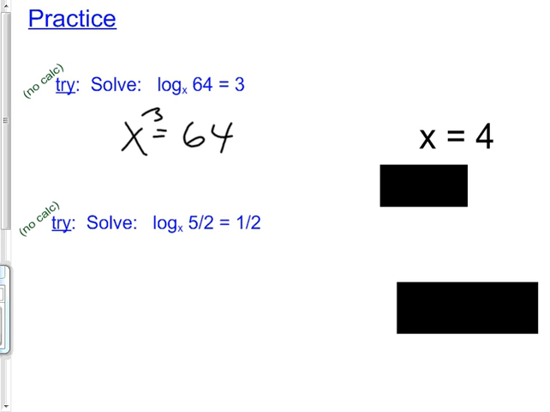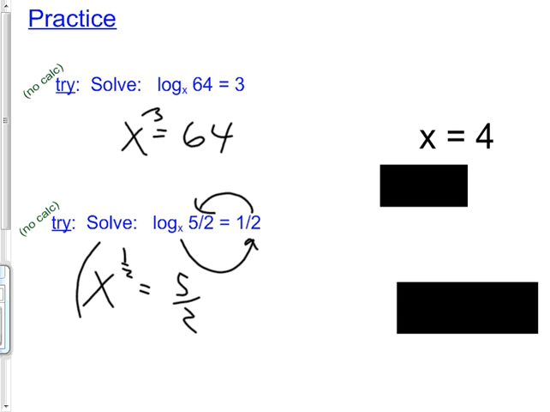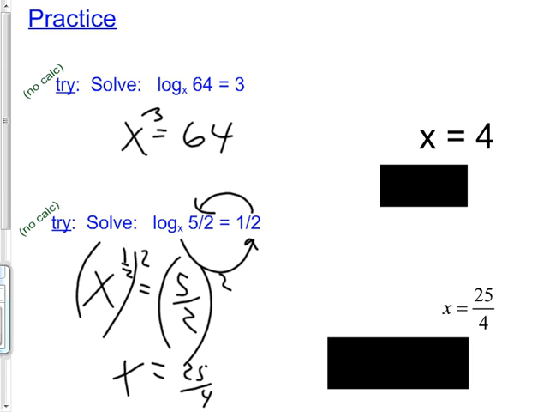I would rewrite this and say x to the 1/2 equals 5 halves. X to the 1/2 equals 5 halves. That means I should really square both sides. Squaring both sides does not cause the plus minus thing. X equals 25 over 4. Raise your hand if you had that one right. Good. There we go, 25/4.